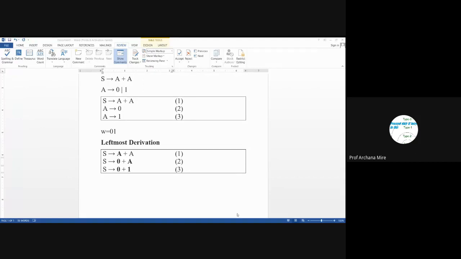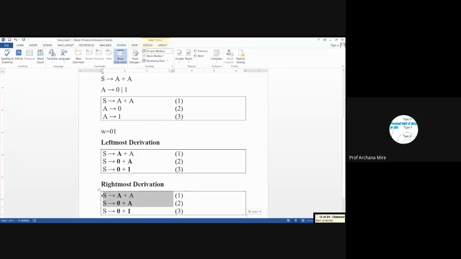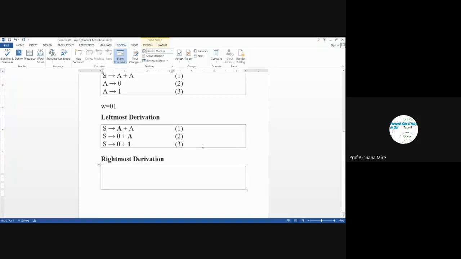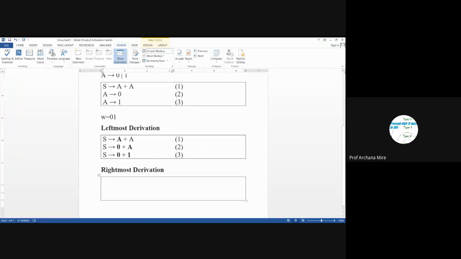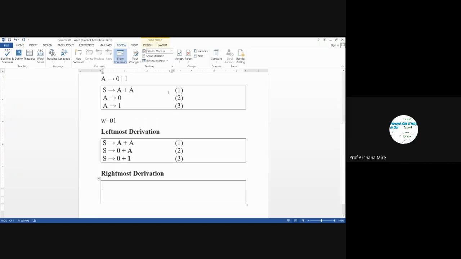So I'm writing here rightmost derivation. Once again, I will copy the same table here and I will simply delete all these entries. Okay, and let's try to get the rightmost derivation. Once again, we will need to apply the same grammar, the same production rule, S leads to A plus A. So I will apply it here.